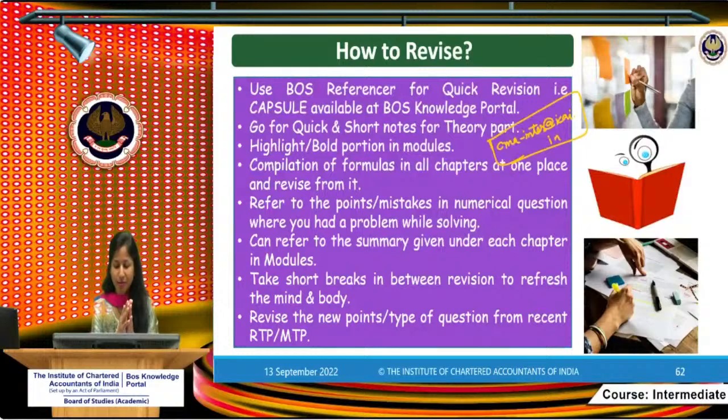So you have two means of asking queries from us. One is the email ID cma-inter@icai.in. The second source is the BoS mobile app, where there is a section called Ask Your Query. Very familiar faces are asking through the Ask Your Query section, and we are trying to reply to them. So there are two options for your query.